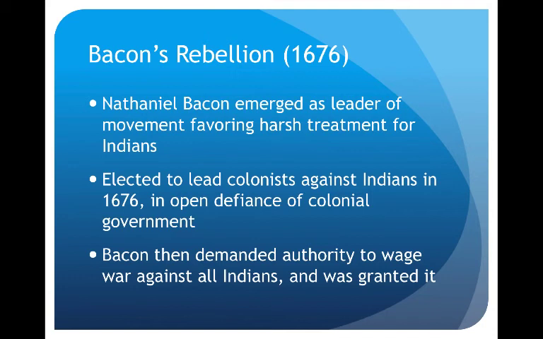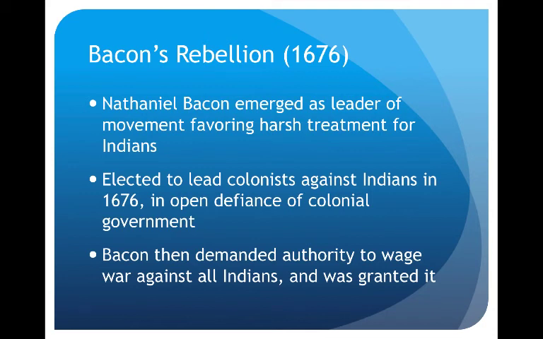This was an open defiance of the colonial government, which was pursuing more peaceful relations with the Native Americans. Bacon and a large group of his men marched to the capital of Virginia, to Jamestown, and demanded authority from the governor to wage war on Native Americans. The governor, seeing a mob of hundreds, maybe thousands of men with pitchforks and torches on his doorstep, demanding authority to wage war on the Indians, decided he would like to continue living, so he granted the authority. And off they marched to the frontier to massacre as many Native Americans as they could.